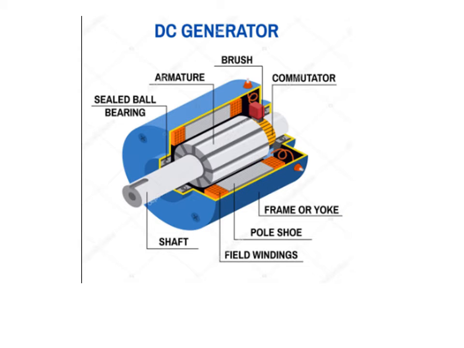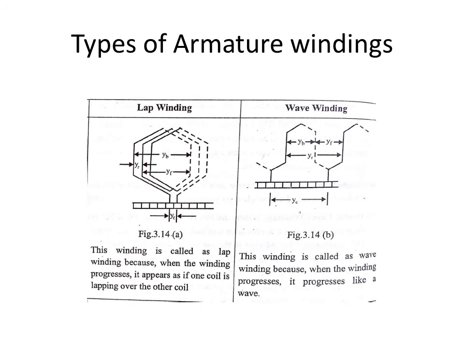Already we have discussed this in the previous class. What are the different parts? Armature, commutator, brush. The brush just pushes on, or just holds on to, the commutator part. Then the different parts in the DC generator.